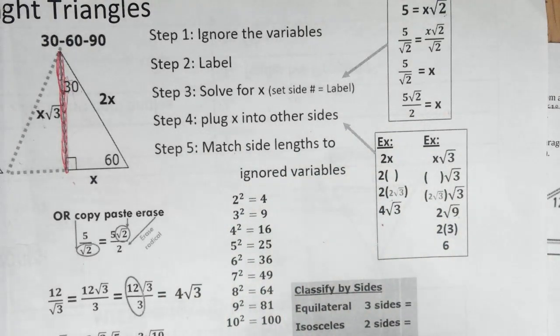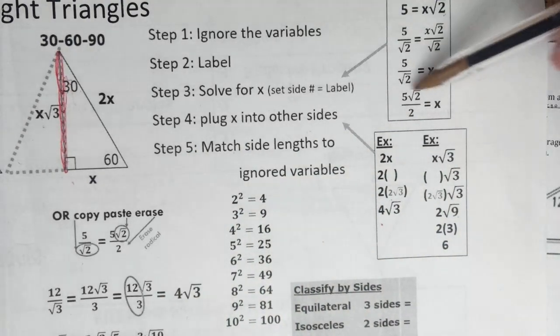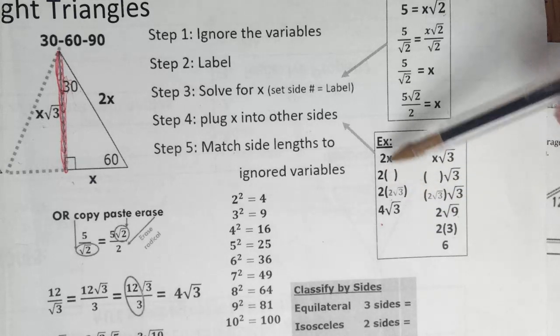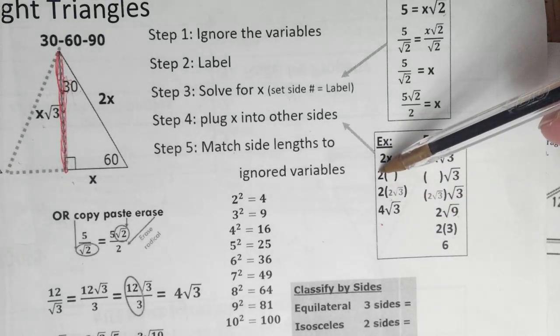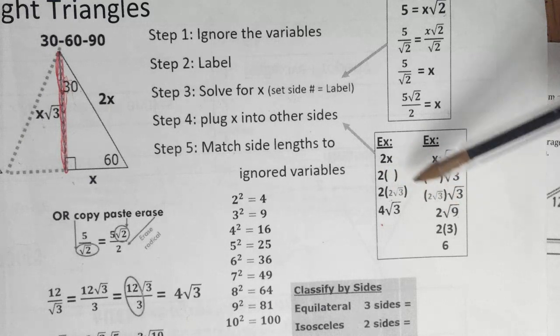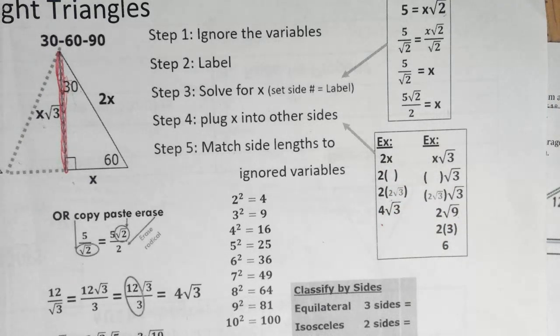So anywhere you see an x, you plug in this new number. For example, in this case, 2 times x. So it's 2 times whatever x is. Let's say that our x was 2 radical 3. So you'd plug in 2 radical 3, and you simplify it and you get 4 radical 3.